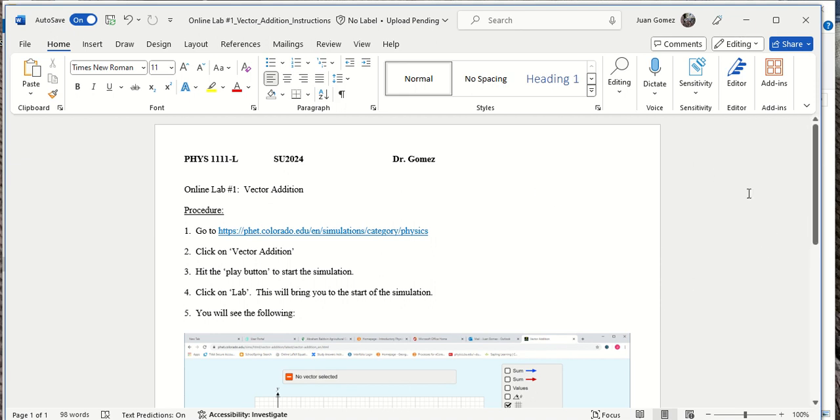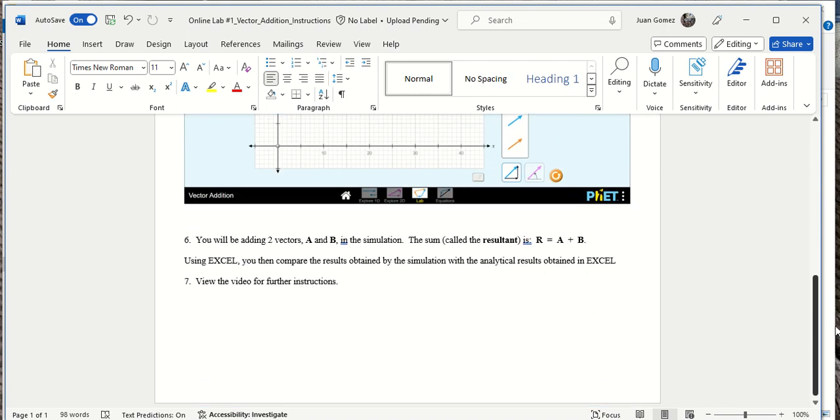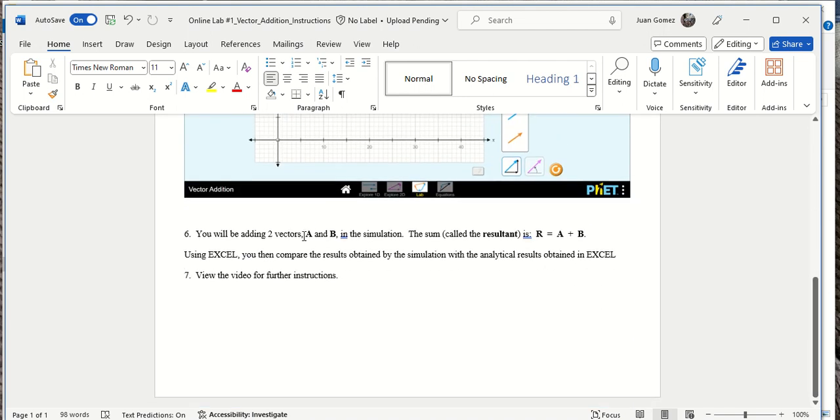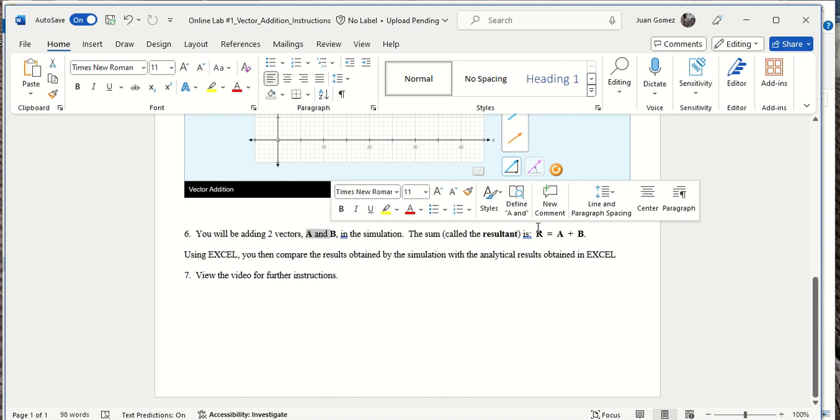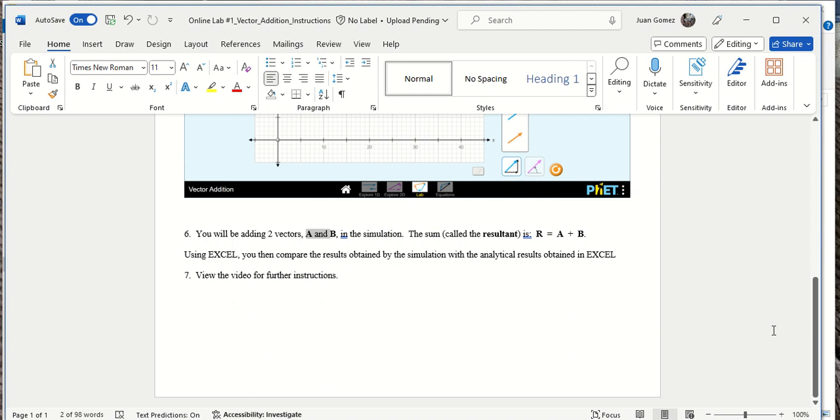What you're going to do in this lab is add two vectors. We'll call them A and B. And the sum, which we call the resultant vector R, is A plus B. Remember, this involves some right triangle trigonometry, because both vector A and vector B will have x and y components, and hence the resultant will have an x and y component.